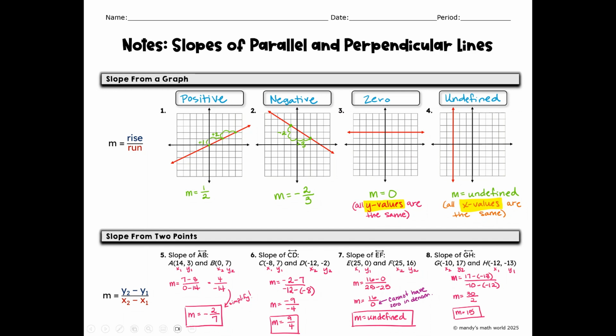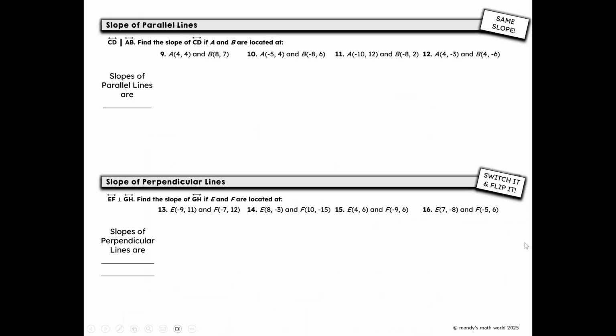Let's move on. The slope of parallel lines. Slopes of parallel lines are the same. They're exactly the same. They have the same rise over run. An example of that would be if you have a line with a slope of 1/4, the slope of a line that's parallel to it is also going to be 1/4.